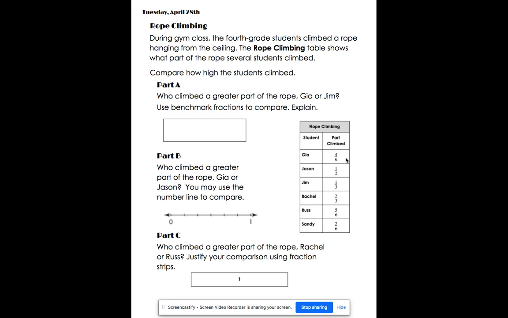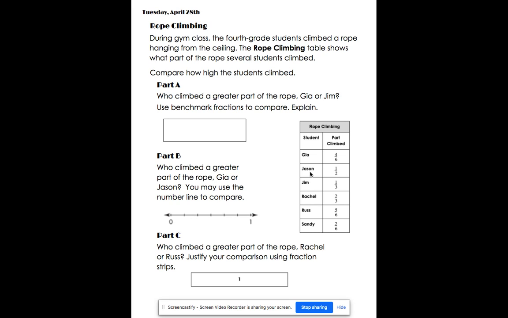Now let's look at our fractions over here. If you've already noticed, our denominators are different. Okay, we have some sixths, we have some thirds, and we have a half. Okay, so your job is going to be to determine which one is going to be larger based on the question they're asking you.